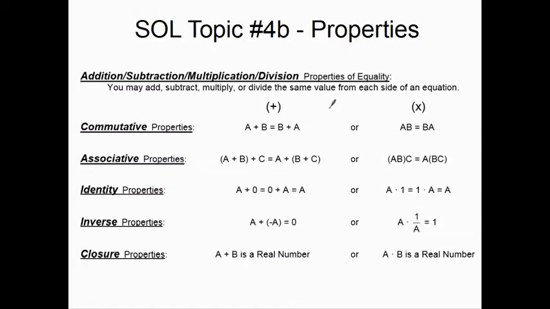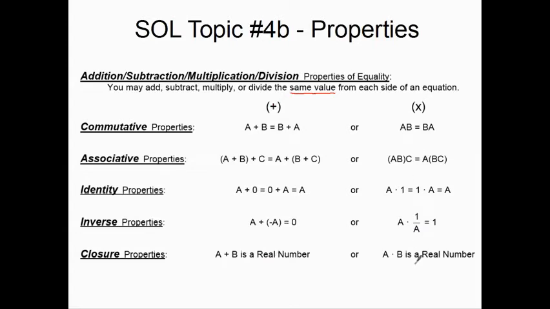So we have many properties we need to know, and we need to know them by name. The addition, subtraction, multiplication, and division properties of equality, we use these all the time when we're solving an equation. They say that we can add, subtract, multiply, or divide the same value from each side of an equation. The next set of properties we have some for addition, and we have some for multiplication.